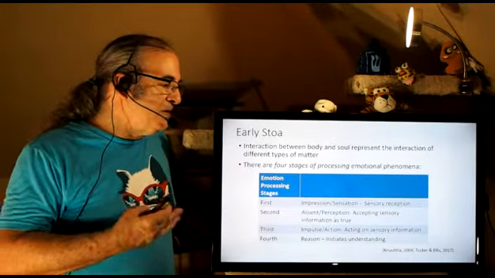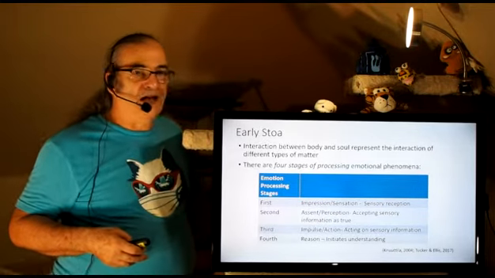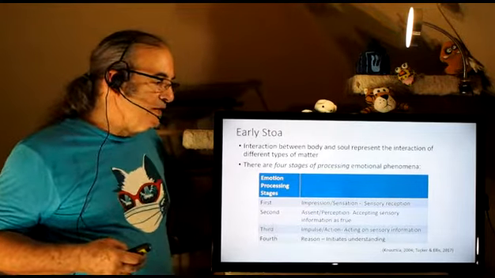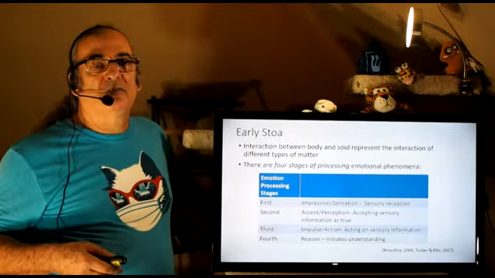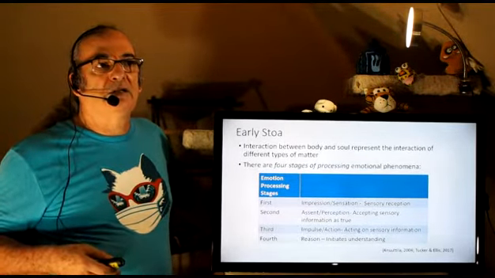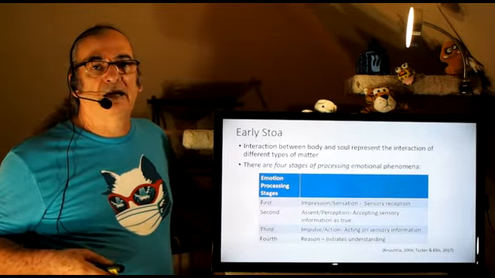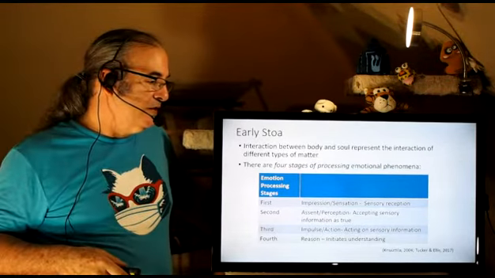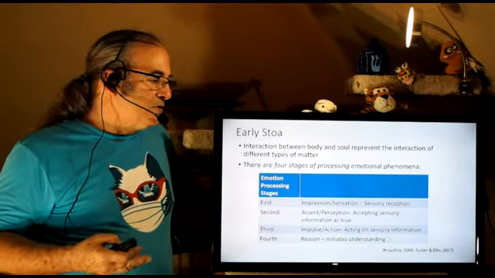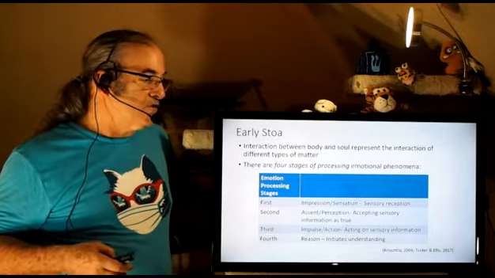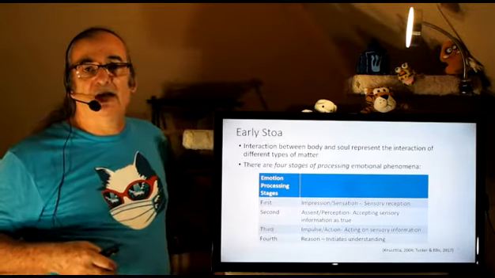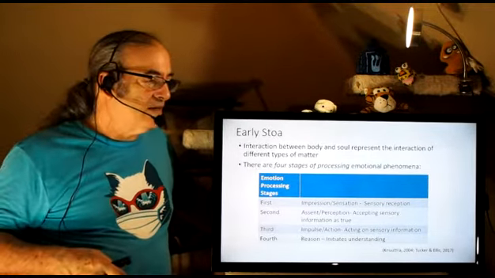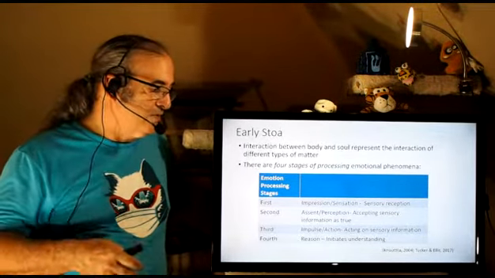So the early Stoa interaction between body and soul represent the interaction of different types of matter, so that the soul and the body are really two different things. There's 4 stages of processing emotional phenomenon, and this is where we look at the early Stoa as really having their psychological thinking cap firmly in place, right? Emotion processing stages. The first stage is impression, sensation, and this is sensory reception, and that's fascinating because when we study sensation and perception, that would be the first stage, right?